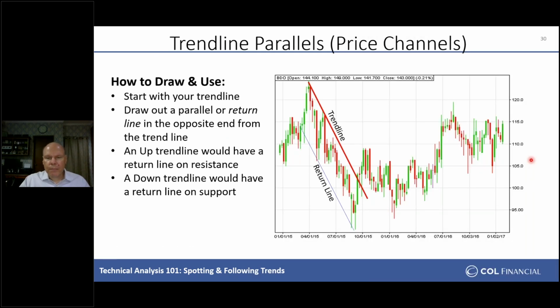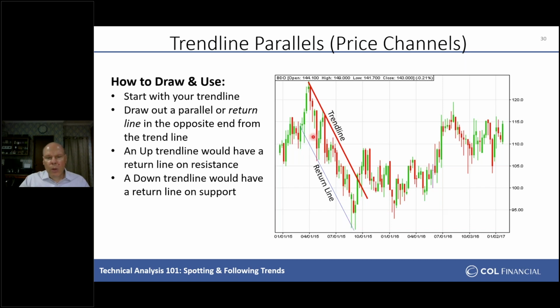Trend line parallels. Now, another thing you can do by using a trend line is first drawing your trend line as the established trend is drawn out, and then getting a parallel line of this and drawing it at the bottom of the range. We call this a return line. Return line because after hitting the trend line, it returns closer to it. Again, the same thing here, it comes closer to it.